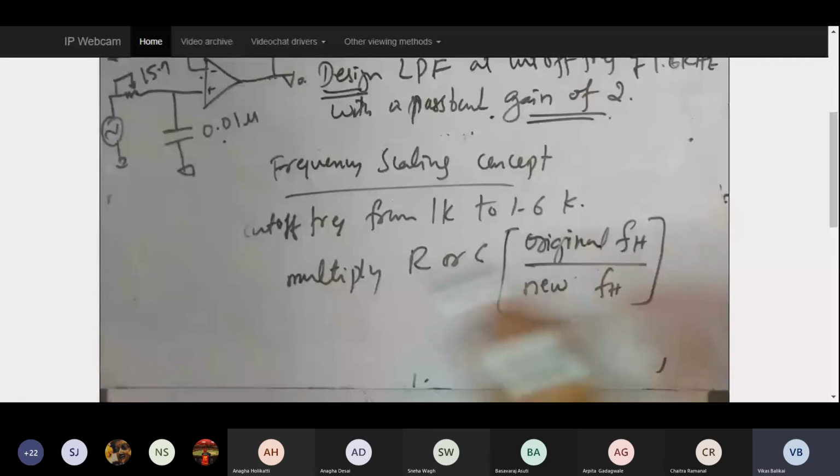What we have understood here is the complete design aspect of the Butterworth low pass filter, and how we can solve the numericals and how the design perspective is going to work. So with this, we'll wind up today's session, and we're going to continue in the subsequent class.